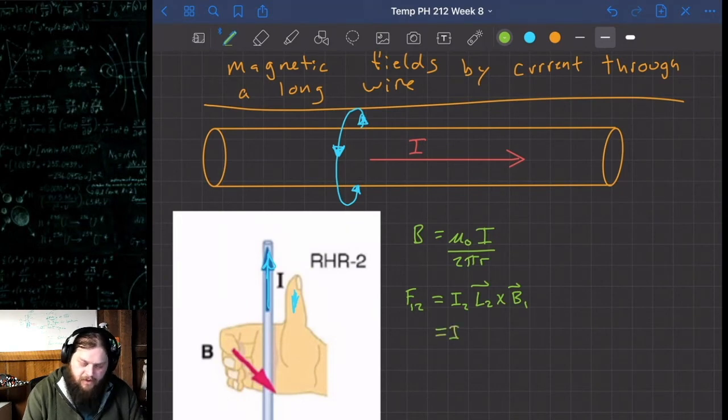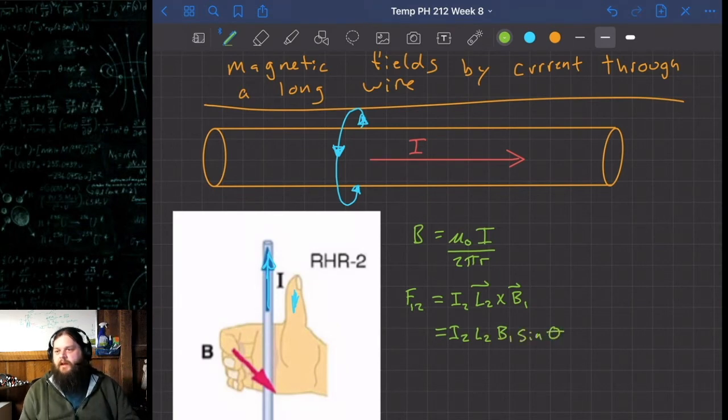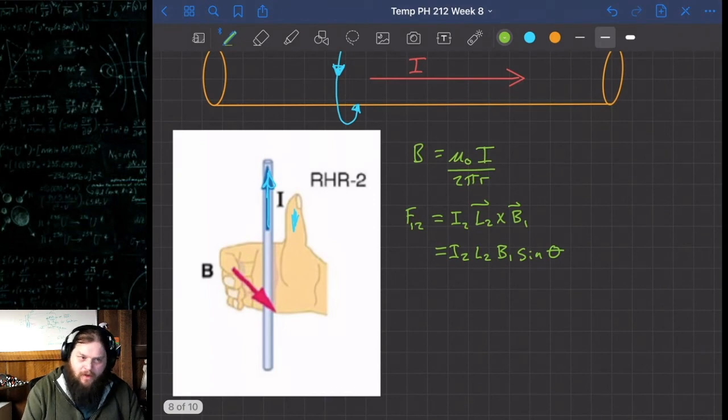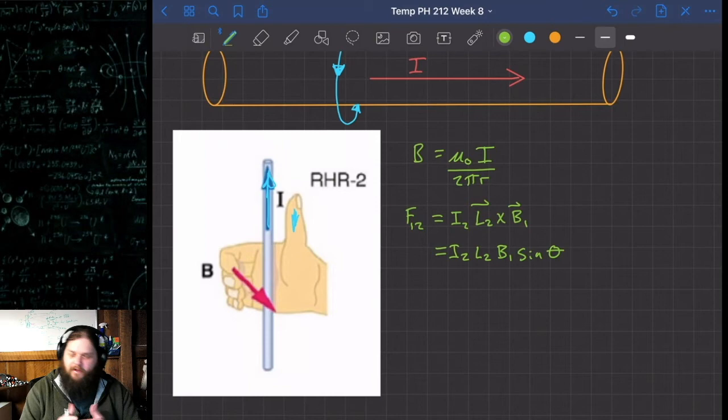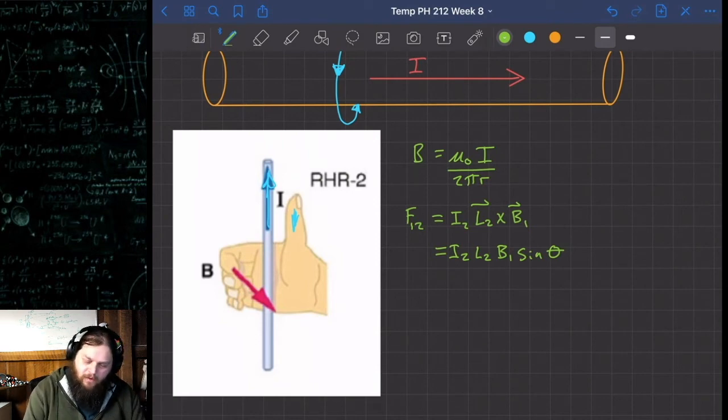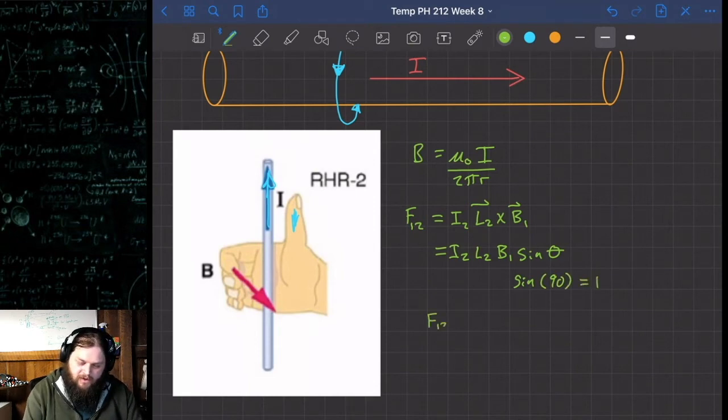Simplifying that to find just our magnitude, it's I2 L2 times B1 sine of theta. And again, theta is going to be the angle between the magnetic field of B1 and the length of L2. And that's going to go in the direction of the current flow as well, because current doesn't really flow in a vector, but the length has a direction to it. So this is going to be the largest when the magnetic field and the wires are perpendicular to each other, which makes sine of 90 equal 1. So that's when everything's going to be the largest. So I can say F12 max would be equal to I2 L2 B1.